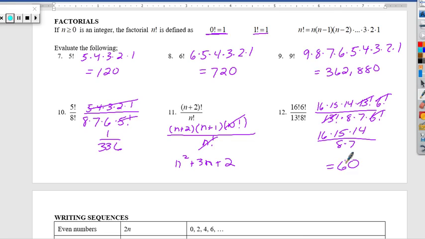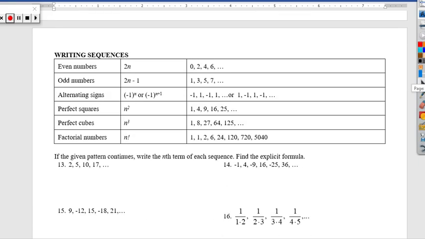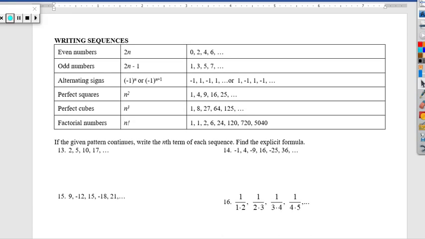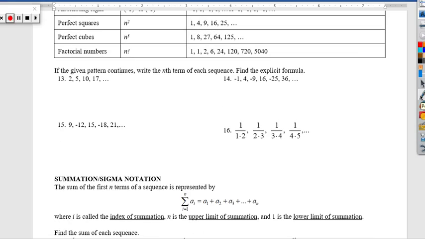Okay, looking on to the second page, we're going to start discussing writing sequences, some little patterns that we can find. What you got to do is get a series of numbers here, and you need to figure out what the pattern is. You want to think about it as, how does 1 become 2? How does 2 become 5? How does 3 become 10? How does 4 become 17? These just get easier with practice.